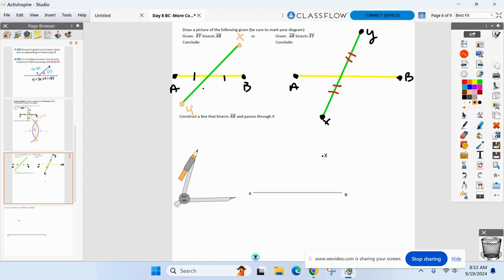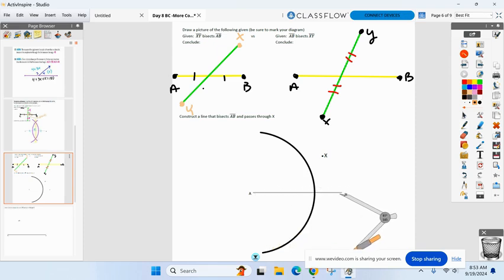Okay, let's start it off, which is put your compass point on A or B and open it up. There's just going to be one little change here. Open it up more than half the length. You guys know the deal. We just got one little change up here after we make these arcs. So make the two arcs that intersect first.